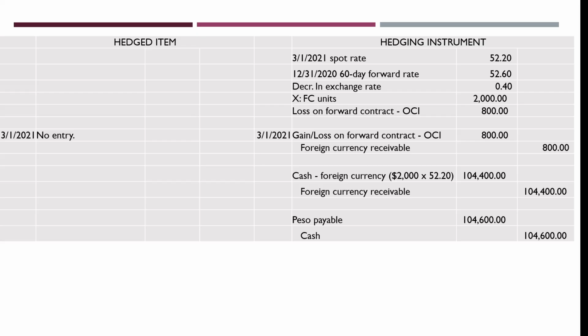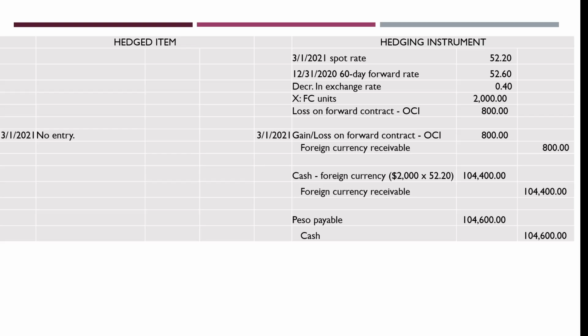Now, tanungin ko kayo, panalo o talo itong company nung pumasok siya sa forward contract? Answer, talo. Bakit talo? Mas malaking peso amount ang binayad niya kesa sa value ng foreign currency na natanggap niya. Kung papansinin nyo, yung value ng foreign currency as of March 1, 104,400. Magkano yung nilabas niyang peso? 104,600. Mas malaki yung nilabas. Nalugi tayo ng magkano? 200 pesos.